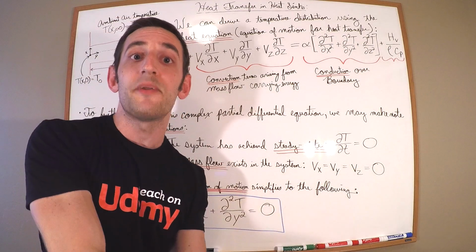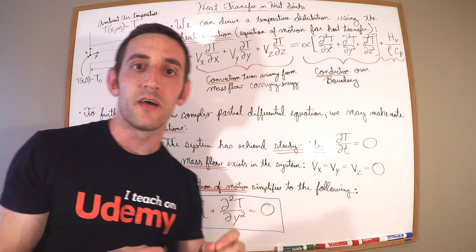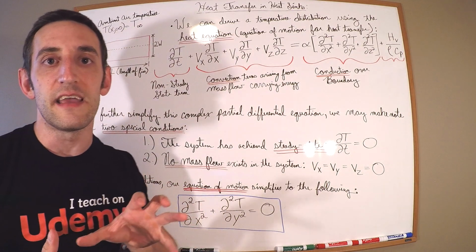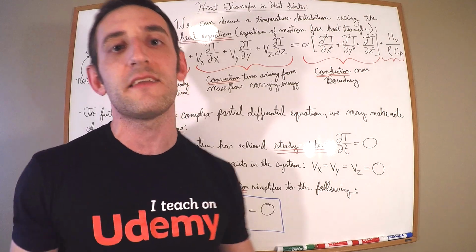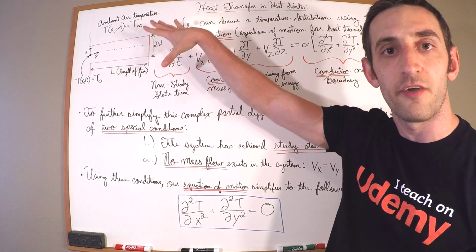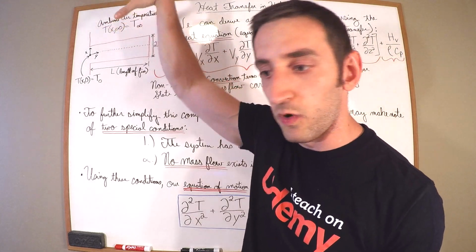Obviously, the lower that temperature, the better and more effective your convective heat transfer, right? Why? Because heat transfer is driven by temperature gradients. So if you have a higher temperature gradient, the more effective your system is going to be, okay? All right, so this is the general geometry we're going to work with.